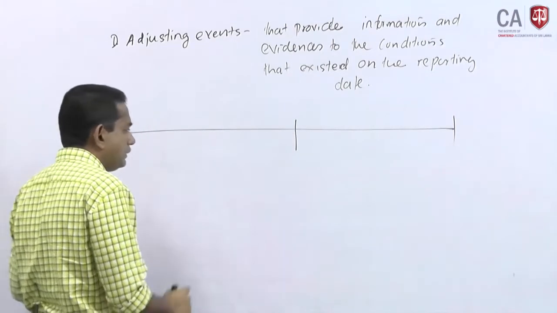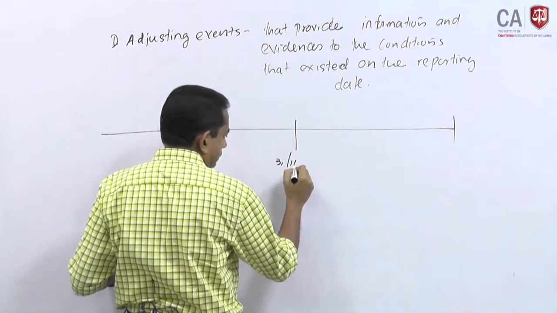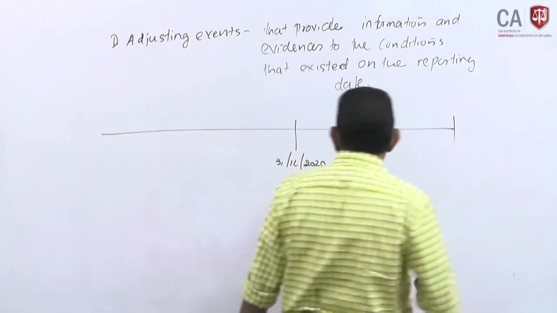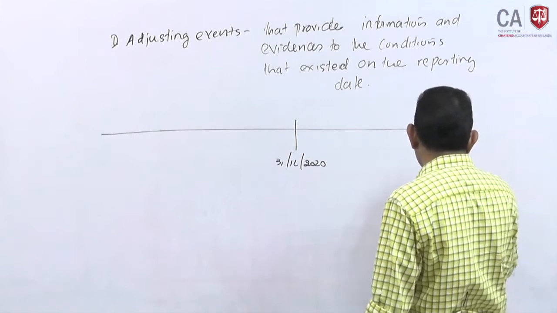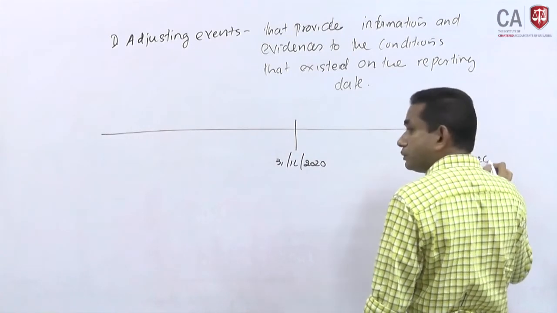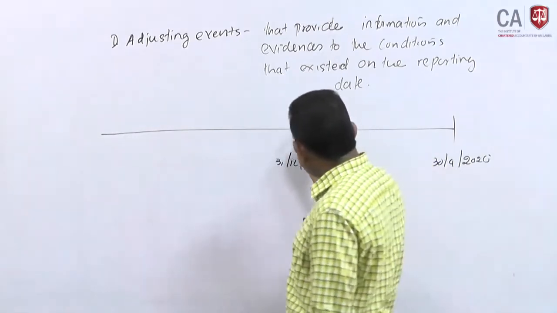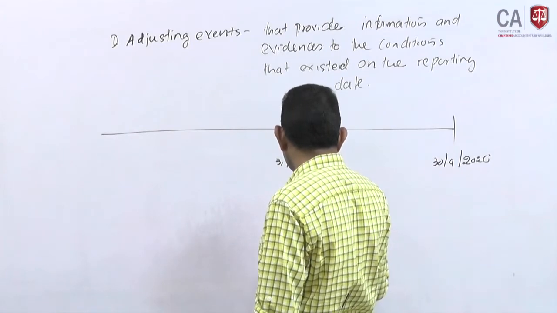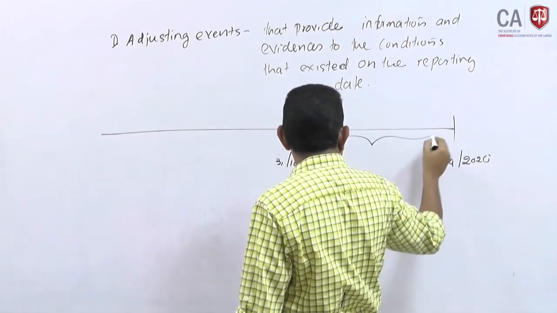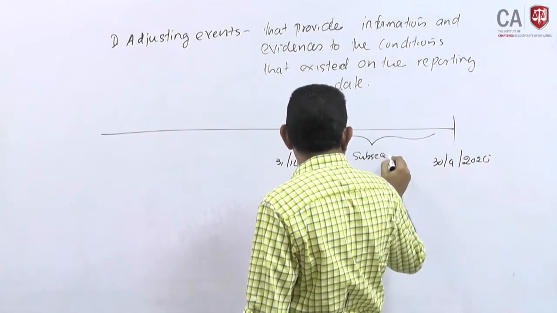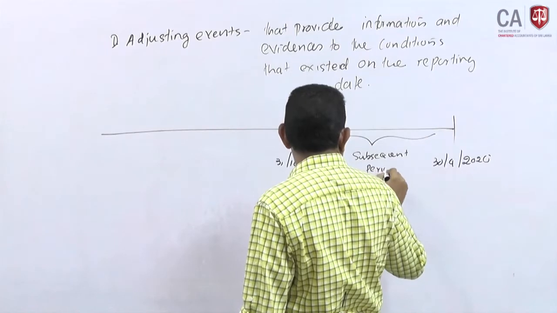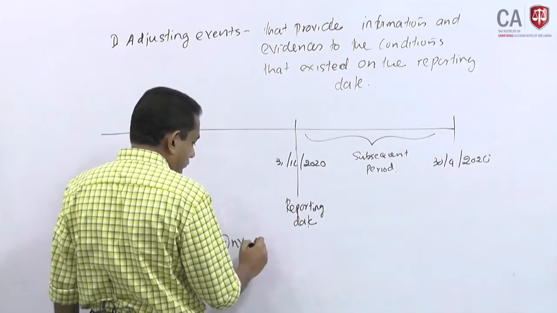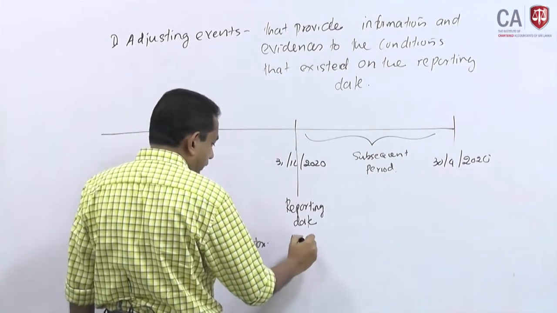Once again, let me take the reporting date as 31st December 2020, and the financial statements were authorized by the directors on 30th April 2020 for publication purposes. So, this is the reporting date, and this is the subsequent period. We have inventories on the reporting date. Inventories are 100 million rupees. This is the cost.